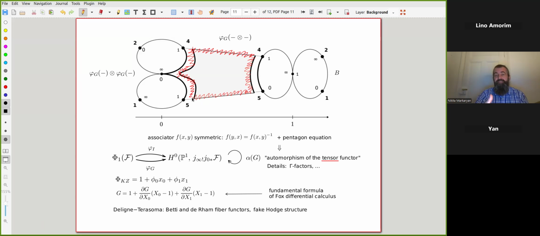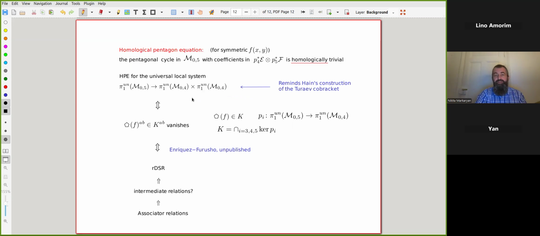And if it satisfies the pentagon equation, then this loop may be shrunk, and it means that it's zero and it's okay. But in fact, we only need the homological pentagon equation. So we say that the path satisfies the homological pentagon equation if this pentagonal cycle with coefficients in this thing is homologically trivial.